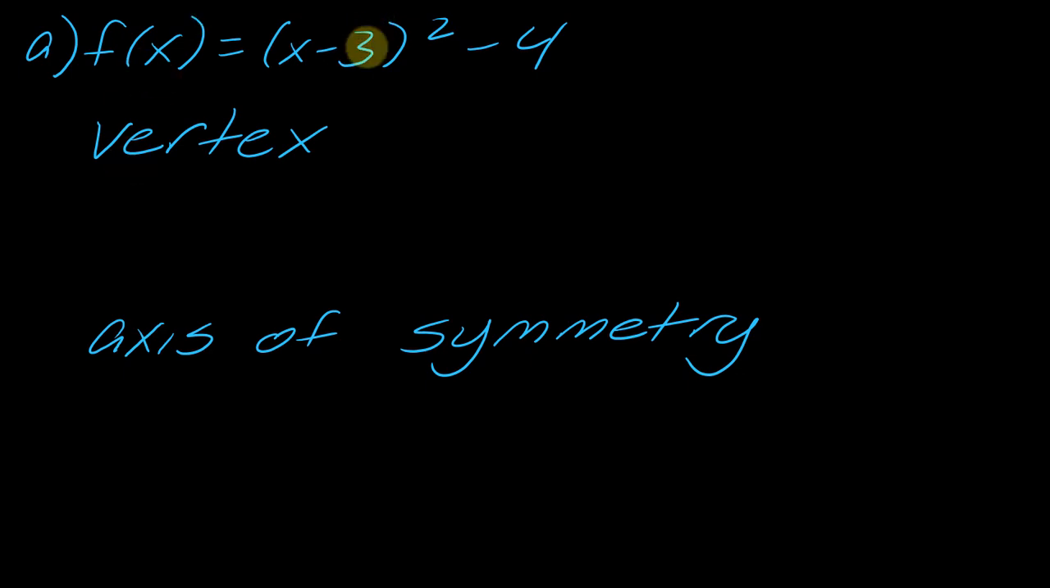So I've got f of x equals (x minus 3) squared minus 4. So I want to find the vertex of this. You're probably thinking to yourself, if you were to graph this, you would move right 3 and down 4.